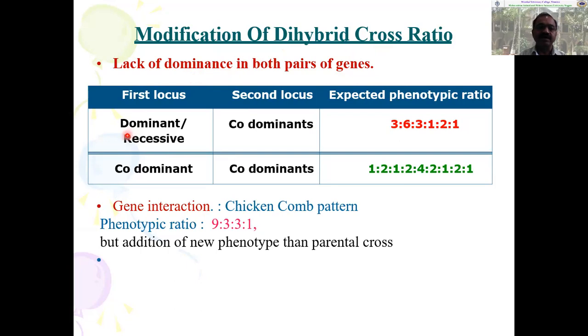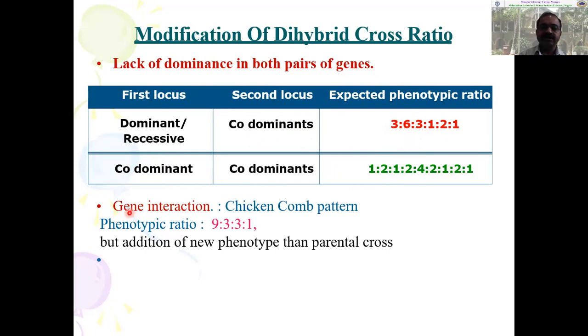Let's see here, in the first case, where the first locus pair is dominant and recessive, and the second pair is co-dominant. In that case, the expected phenotypic ratio is 3:6:3, that is 1:2:1. Whenever both pairs are co-dominant, in that case we can expect the ratio 1:2:1, 2:4:2, 1:2:1. So here, instead of 4 phenotypes, we have 6 different phenotypes, while here we have 9 different phenotypes, with the altered dihybrid ratio from the classical ratio.